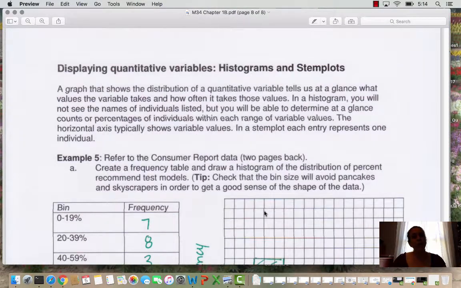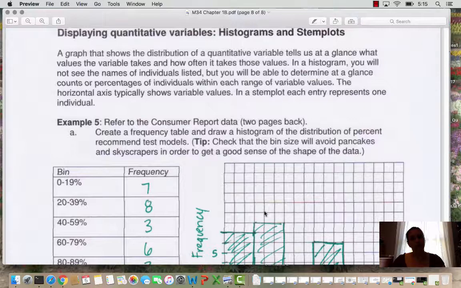So now, how do we display numerical or quantitative variables? For these variables, we use histograms and stem plots. In a histogram, you're not going to see the names of the individual people, but you're going to categorize by the number range or the bin size. Sometimes these are called classes also, so class or bin. The horizontal axis typically shows the variable values, and then in the stem plot, you're going to have each number entry representing an individual.